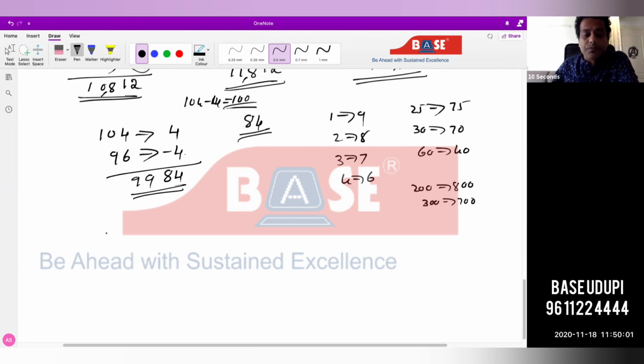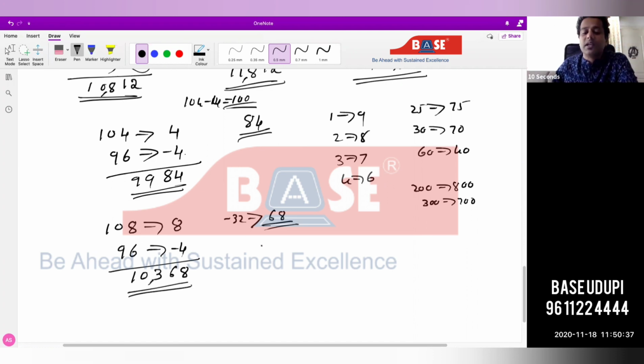So to avoid confusion, let me take a few more numbers, so they will be easy for you. 108 into say 96. 8 more than 100, 4 less than 100. 8 into 4 is 32, but minus 32. Minus 32 is nothing but 32 complement. 100 minus 32 is 68, isn't it? So you need to write 68 here. 108 minus 4 or 96 plus 8, either way same number you get, right? 108 minus 4 is 104. But you need to take 1 less than 104, so it is 103. So 10,368.